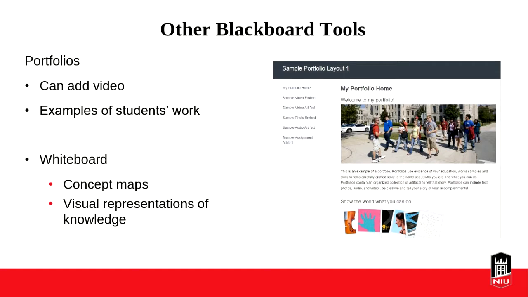The portfolio can be designed to include examples of students' work on a project, in a course, in a program of study, or examples of assignments they've created during their entire time at NIU. When creating Blackboard portfolios, students can include audio, video, images, and documents to represent their knowledge of course concepts. Students can also include examples of their skills and intellectual development over a period of time when designing a portfolio in Blackboard.